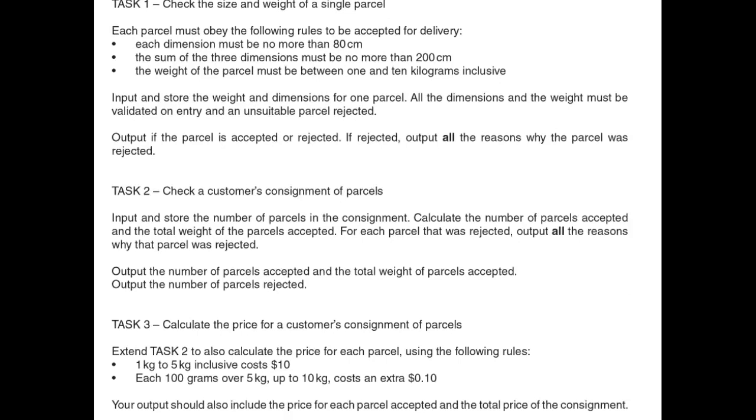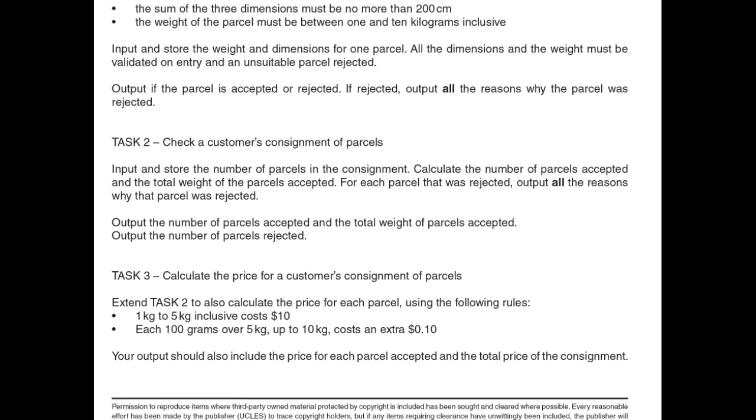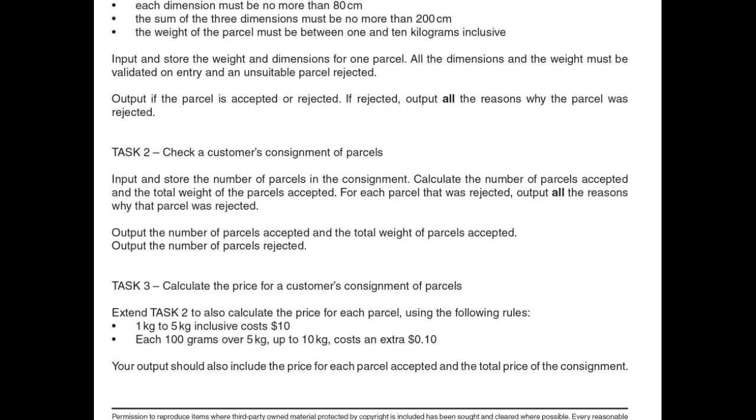So task 2, we need to check a customer's consignment of parcels, input and store a number of parcels in the consignment, calculate the number of parcels accepted and the total weight of the parcels accepted. For each parcel that was rejected, output all the reasons why that parcel was rejected. Output the number of parcels accepted and total weight of parcels accepted. Output the number of parcels rejected.